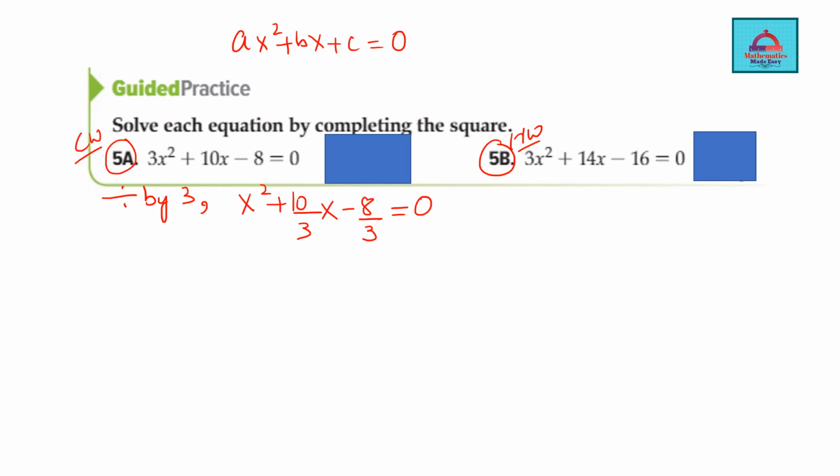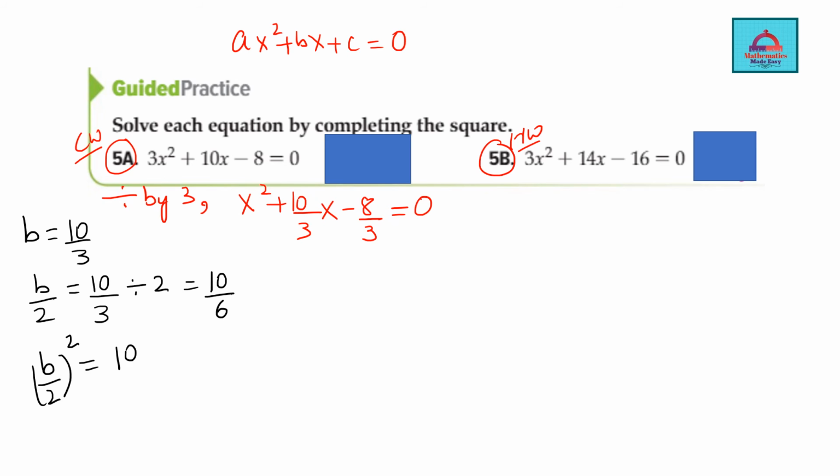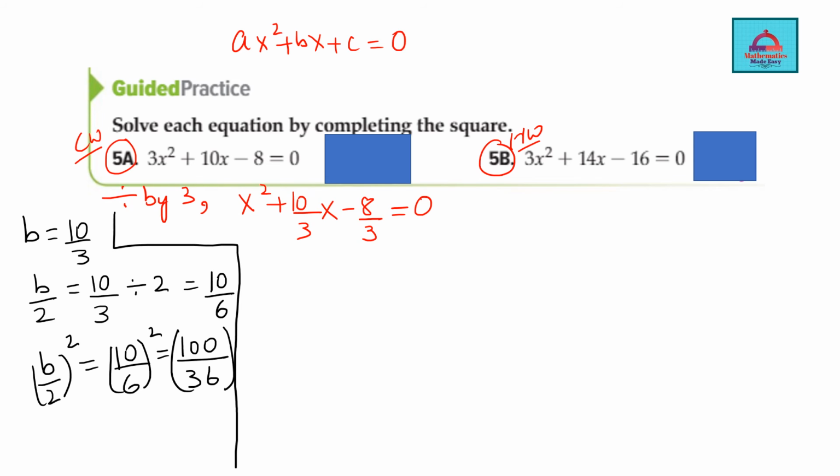So what is the value of b? Let's do the three steps. B is 10 by 3. So b divided by 2 is 10 by 3 divided by 2, which is 10 by 6. So b by 2 whole square, last step, is 10 by 6 whole square, which is 100 over 36. So this is the number. I'll just put this in a corner. This is the number that needs to be added and subtracted to both sides.